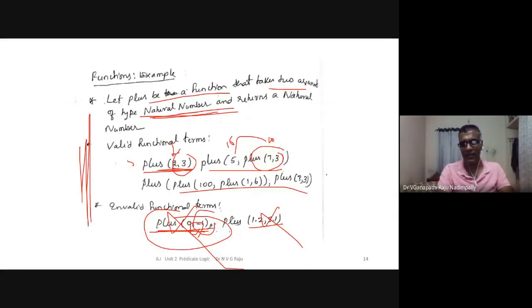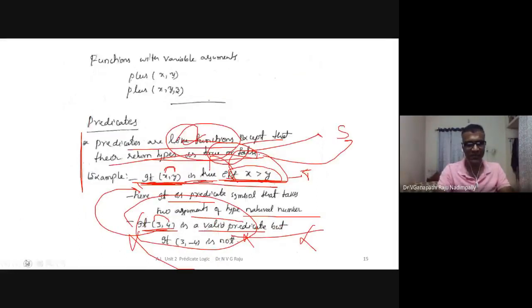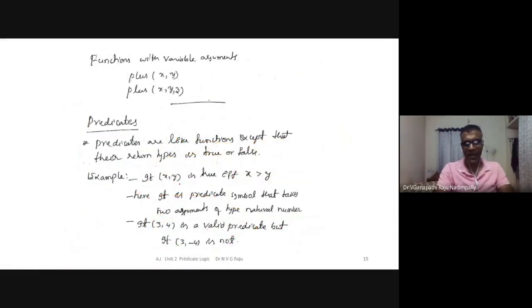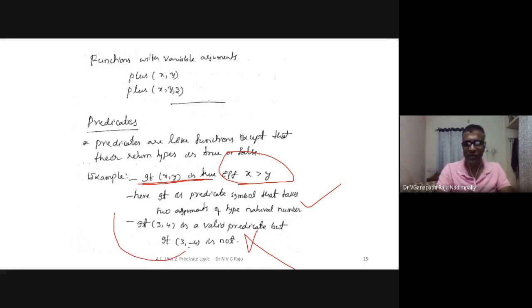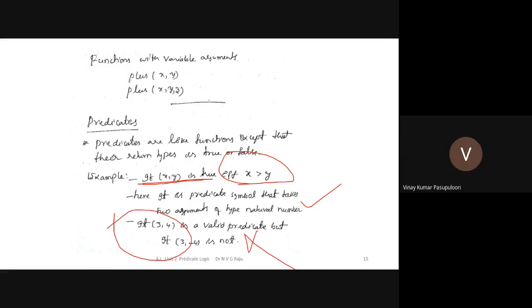Are you getting me? First understand my condition. Here also I have given the condition like this. If I want to make greater than of x comma y, my condition is x should be greater than y. Then only I will call this a valid predicate. If not, I will call it an invalid predicate. Now, from this statement, can I call this valid or invalid? Invalid, sir. Yes, very good.